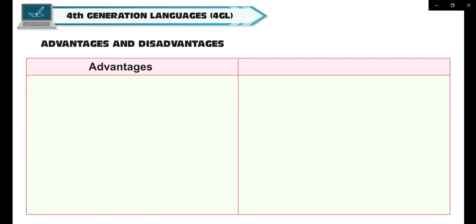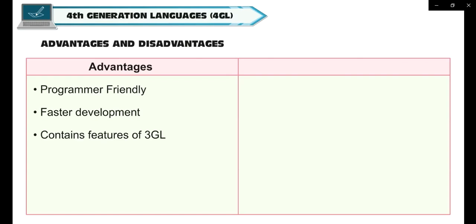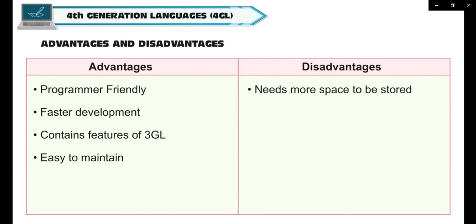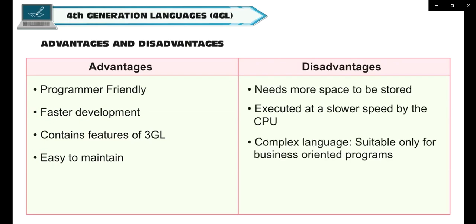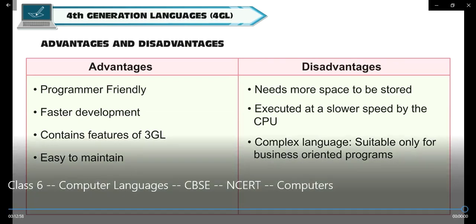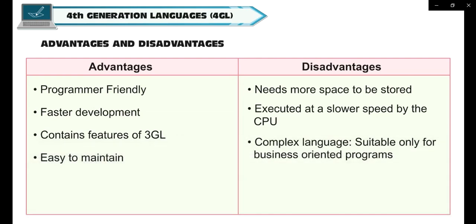So let's look at the advantages first. So what is the first advantage? Programmer friendly, faster development, contains features of 3GL, third generation language, easy to maintain. Now let's look at the disadvantages. Needs more space to be stored, executed at a slower speed by the CPU. Complex languages are suitable only for business oriented programs. So these are the advantages and disadvantages of a computer program in 4th generation language that we have studied till now.